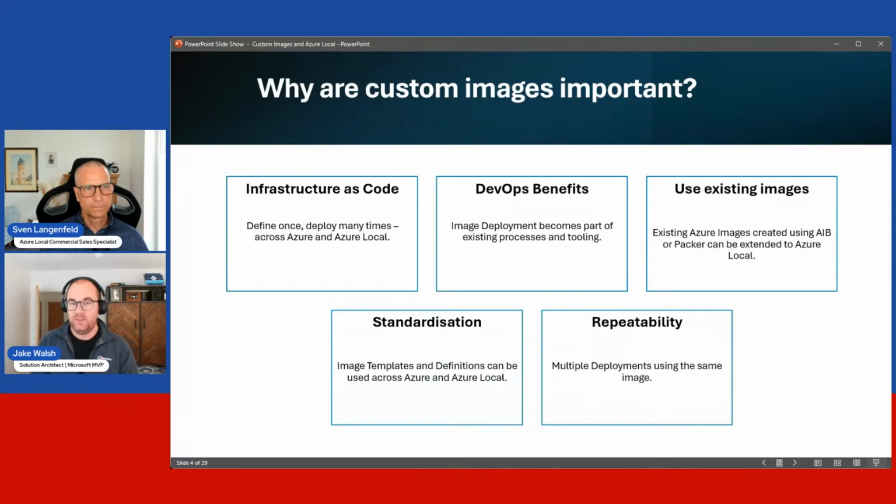And there's also standardization. That's a huge benefit. So as we define those custom images using infrastructure as code, using DevOps, perhaps using an existing image, those templates and definitions can become standardized. So we're not doing one thing in public cloud and a different thing on Azure Local, for example. There's also the repeatability aspect. So, multiple deployments using the same image, that's going to be really key if you're a large organization that has multiple deployments, different clusters, different locations, whatever it may be. And actually being able to do something in a repeatable fashion in the same way is really key to that scale in business. And if you've worked with custom images in Azure, that's something you'll be very, very familiar with.